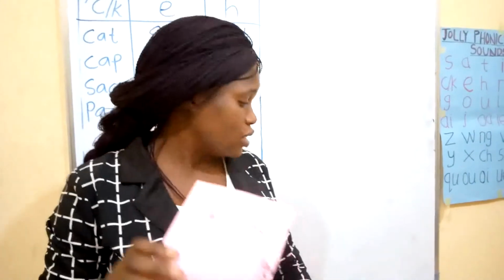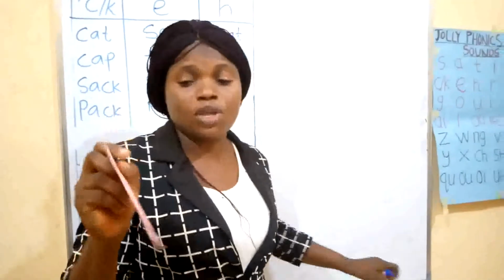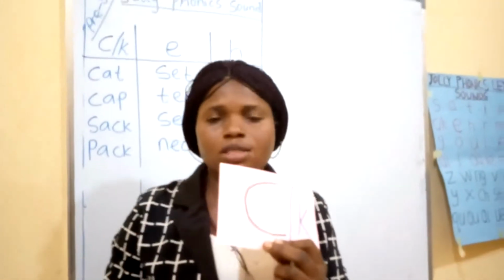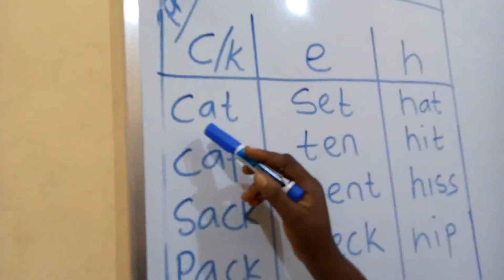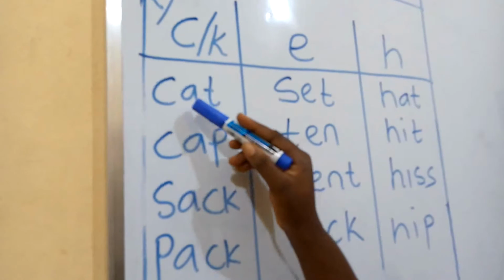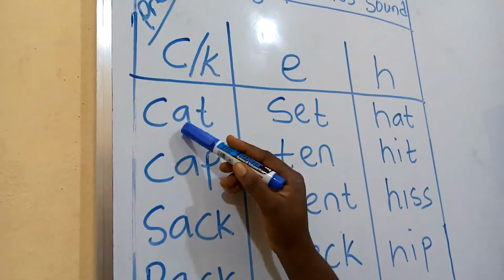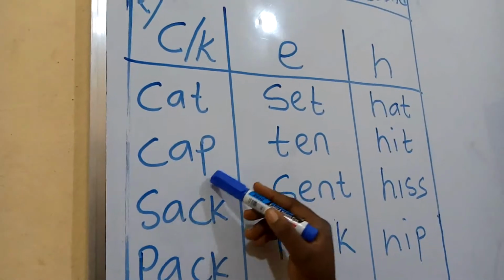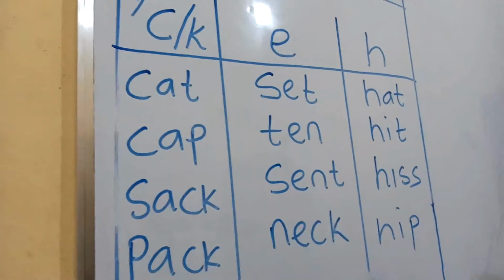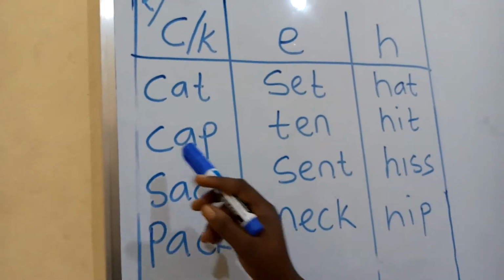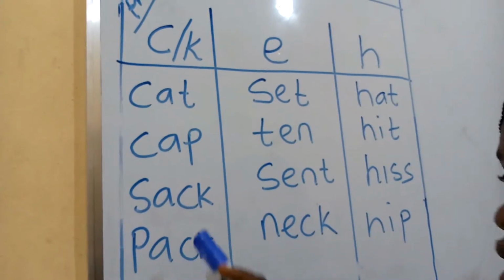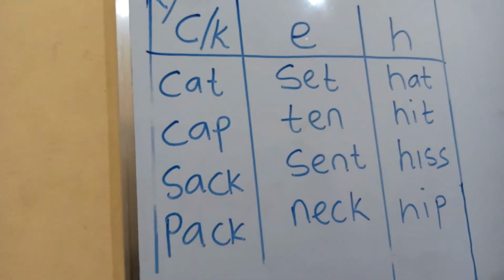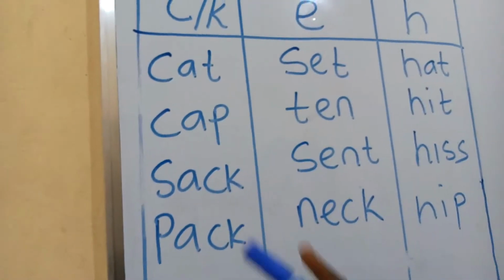That's lovely. Now we're going to see some words that have this k sound. Look at the board. Either at the beginning or anywhere you see this letter, you call it what? K. Remember you make the sound? K. Now let's sound this together.